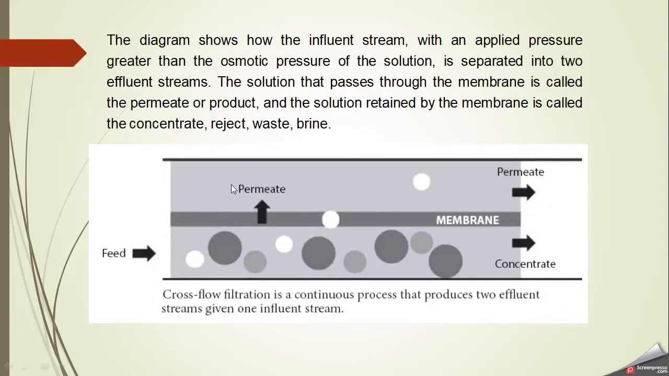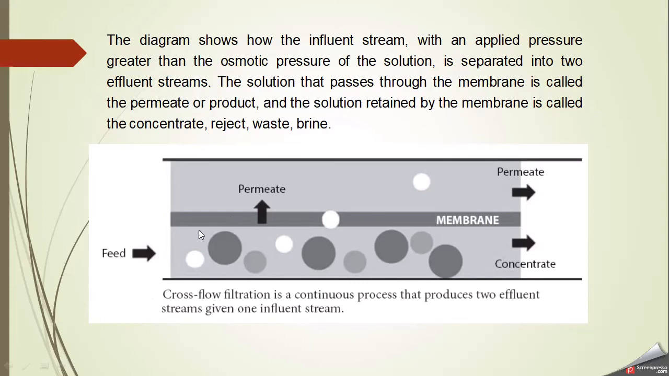This diagram basically shows the cross-flow filtration process. So here is the feed of the water. This is the membrane. From this membrane water passes through, and the other remaining dissolved solids and concentrate stream go from this side. So at the end we get two streams: clean water, which is permeate, and concentrate, which is called reject. With an applied pressure greater than the osmotic pressure, the solution is separated into two effluent streams.